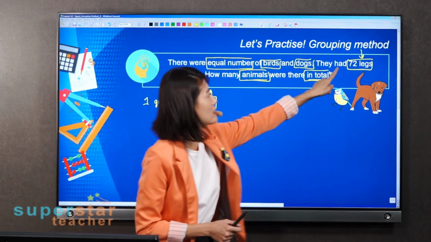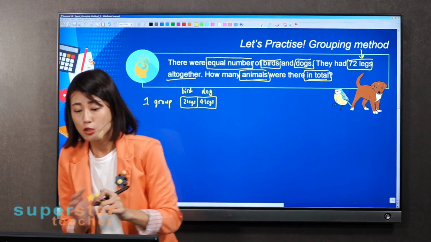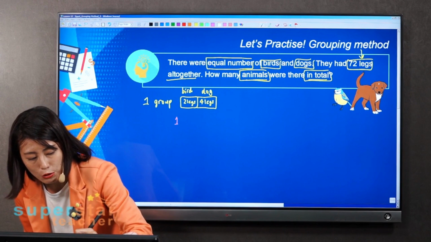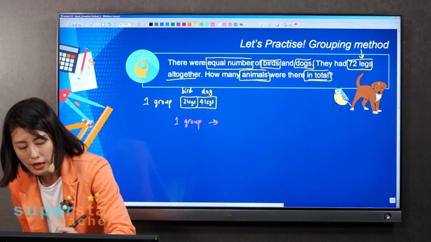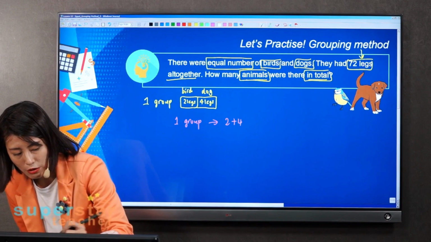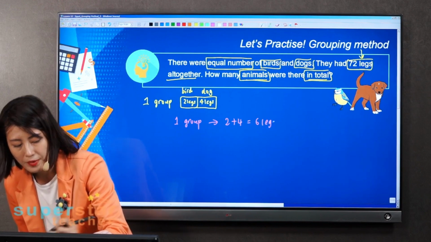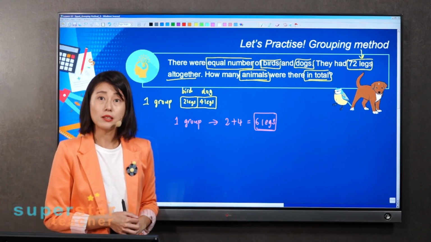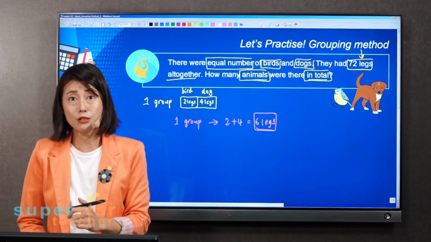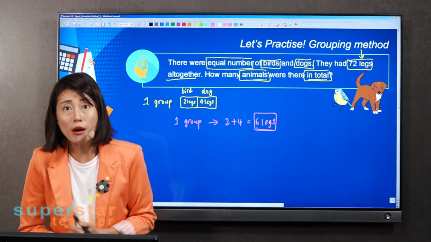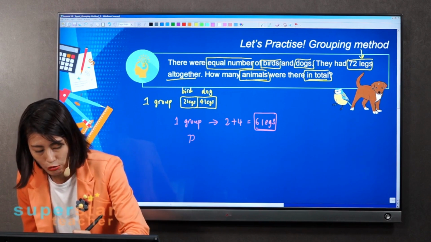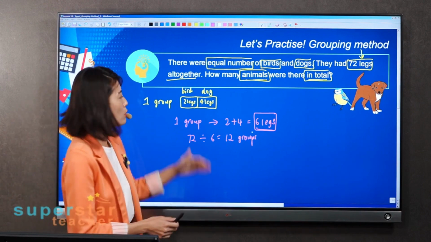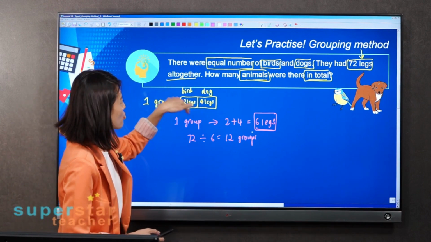Because they say that they had 72 legs all together. So that means in one group, you can write this down: 2 plus 4 is equals to 6 legs. So in one group, there are 6 legs, correct? And then we know that there is a total of 72 legs, right? So what do we need to do? We need to find out the number of groups, right? So, 72 divided by 6, which is 12 groups. So from here we know that there are 12 such groups over here.